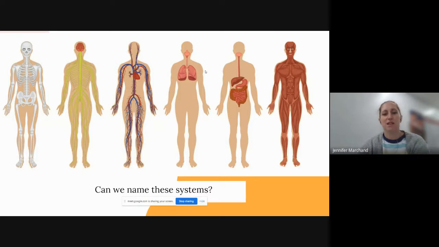Here I see a set of lungs. That must be the respiratory system. Here I see a stomach and some intestines. That must be the digestive system. And then lastly, I see all of these muscles on this human. So that must be the muscular system.